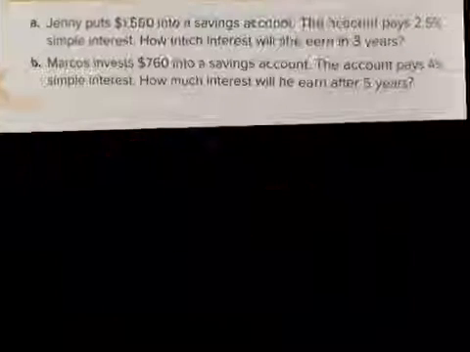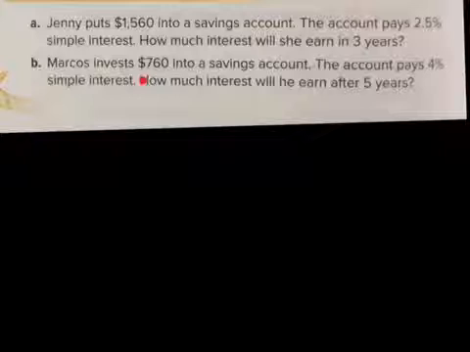B. Marcos invests $760 into a savings account. The account pays 4% simple interest. How much interest will he earn after 5 years?